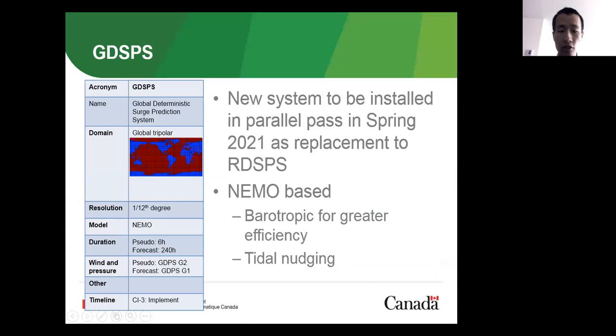First, this slide shows you an overview of the global system. It's a global deterministic surge prediction system, and it's based on NEMO. It has a 1/12 degree resolution, barotropic. It has tidal nudging to support tide prediction. And this will be a new system to be installed in spring next year, and the replacement of the regional system.